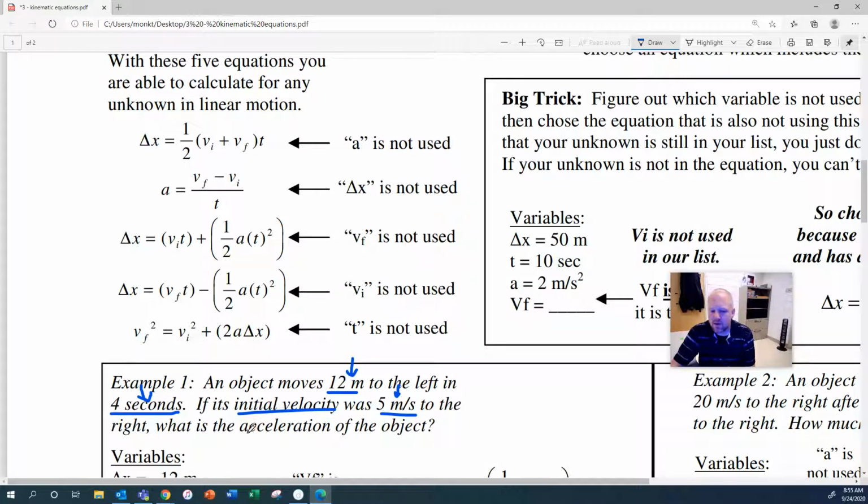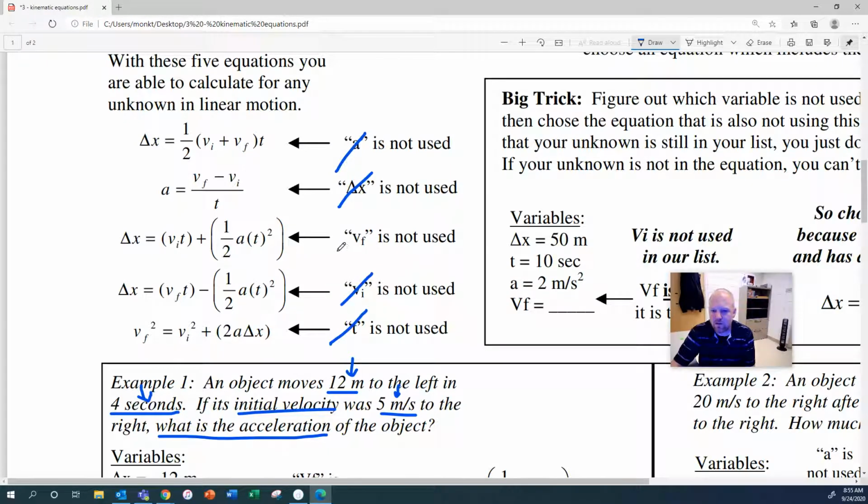Step number 2, you need to figure out what you're solving for. And here at the end of the problem, it says, what is the acceleration? So you're solving for acceleration. Looking at the variables listed above, we know your distance or delta x. We know your 5 meters per second is your initial velocity. We know that you're solving for acceleration, and we know that your time is 4 seconds.